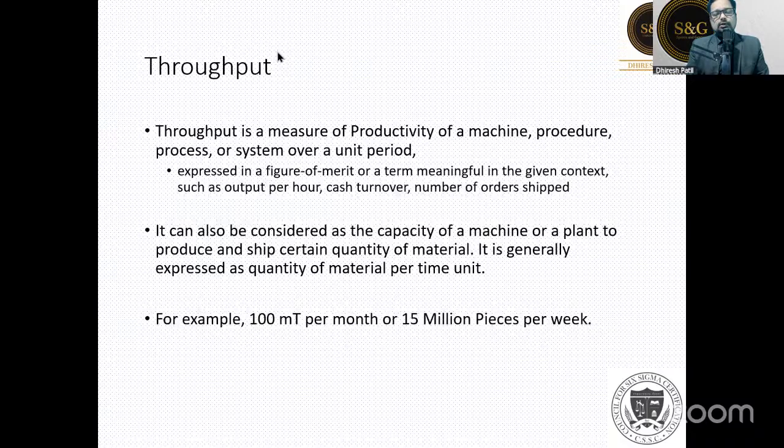What is the throughput? Throughput is nothing but the capacity per unit period of time. For example, 100 metric ton per month, or 15 million pieces per week, or 100 pizzas per shift. This is called the throughput. It is also called capacity. Understand this? Throughput means how much you can deliver within that unit period of time. That is called throughput.